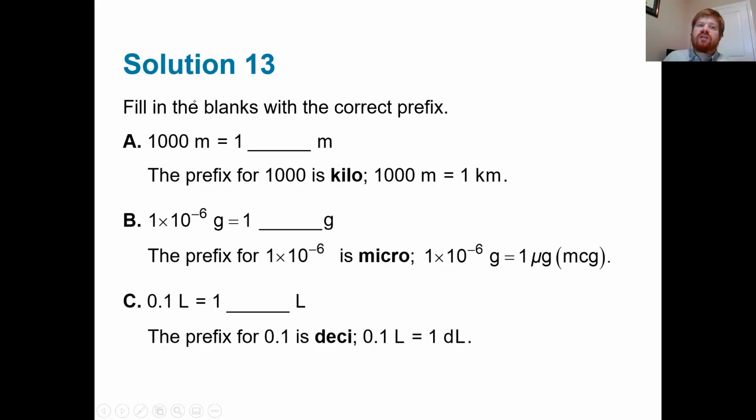And we're back. So 1,000 meters, hopefully you recognize that was the kilometer. 10 to the negative 6 grams matches the 1/1,000,000th or micro prefix, which would be 1 microgram. And then finally, 0.1 liter, 1/10 of a liter is a deci. So 0.1 liter equals 1 DL, deciliter.